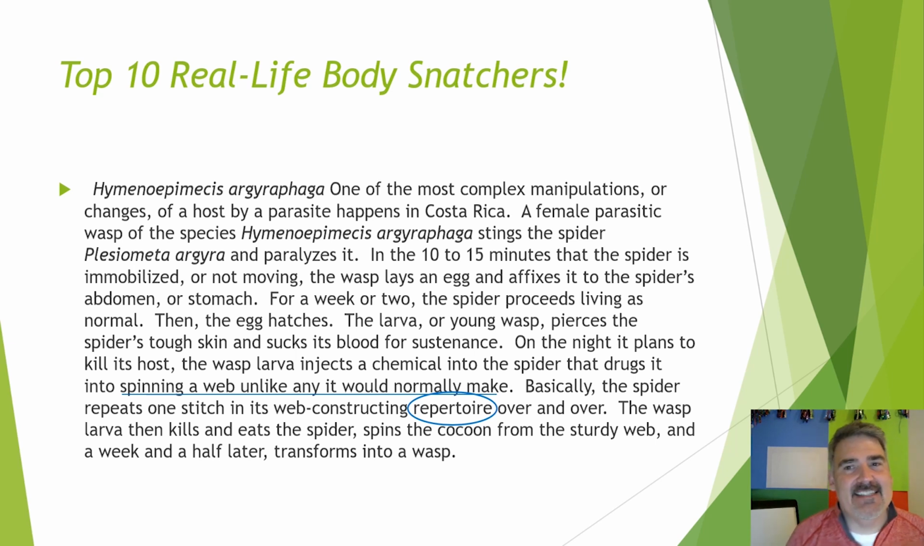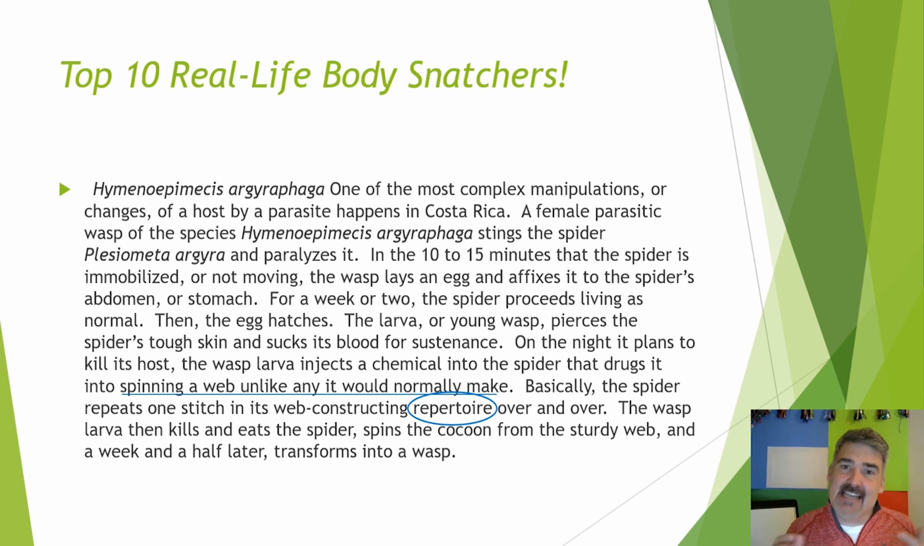Okay, so let's take a step back and go through those details. Remember that when it's ready to kill the spider, what does that parasite wasp do? Yeah, it injects a chemical into the spider. And that's what makes it actually start doing that particular web. It needs that cocoon so it can transform into an adult, kind of like a caterpillar transforms into a butterfly. So can you picture all that? So just remember that it injects with a chemical.